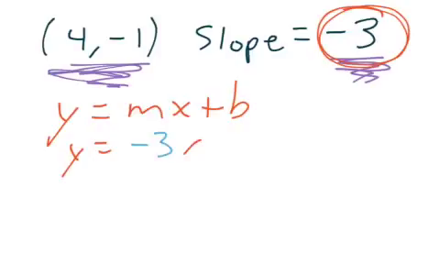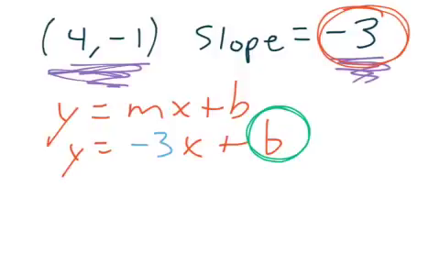-3x plus b. Okay? In other words, we already know the slope. All we really need, therefore, is the b, and we have the equation of the line we want. So what are we going to do?